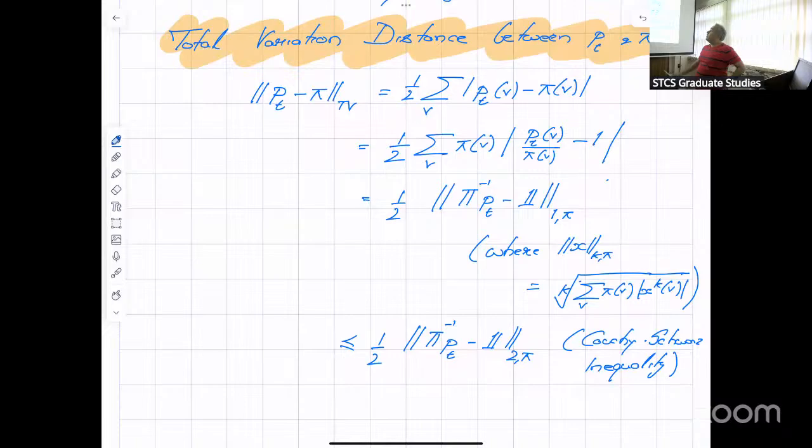So we have this inequality, that the total variation distance between PT and pi is at most the 2 norm between pi inverse PT and the all ones vector, but with the 2 norm being taken in this pi inner product space. So let's understand how this quantity changes as t varies. Let's look at pi inverse PT minus 1 in the pi norm. How does it change when t goes from t to t plus 1? The way we'll do it is we'll just write PT in its eigenbasis and find out how it changes.